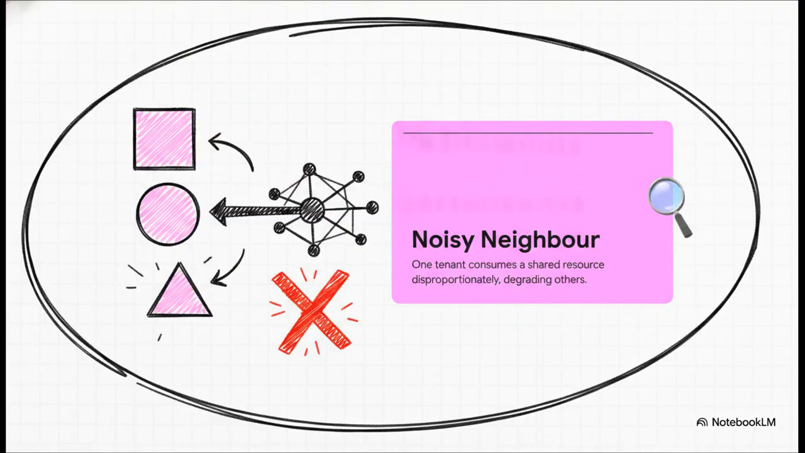The formal definition here is that it occurs when one tenant, process, or workload just consumes a completely disproportionate share of a resource, and that actively degrades the performance for everyone else sharing that exact same space. The absolutely crucial word to focus on here is shared. Fundamentally, this is a failure of resource contention and isolation.